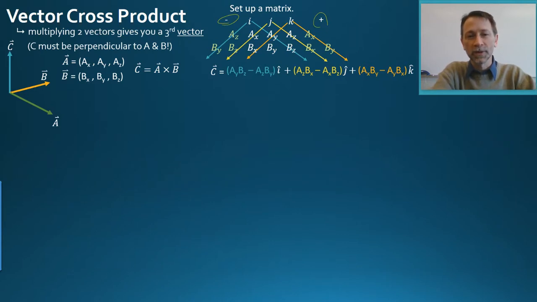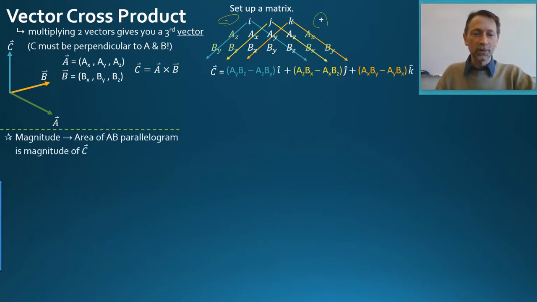Notice too, one observation, that when I'm looking at the X value of the C vector, it does not include either A or B's X component. It is only the Y and the Z component. And notice too that those two components flip-flop. So I have AY first, but then in the second part I have AZ. And the first one I have BZ, and the second one I have BY. Same thing when I'm looking at my J, there's no Y component of the A and B. And when I'm looking at the K, there is no Z component of the A and B.